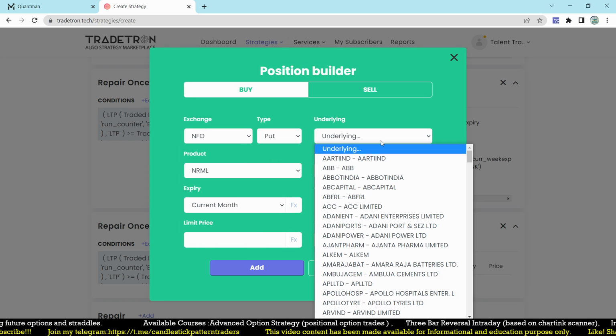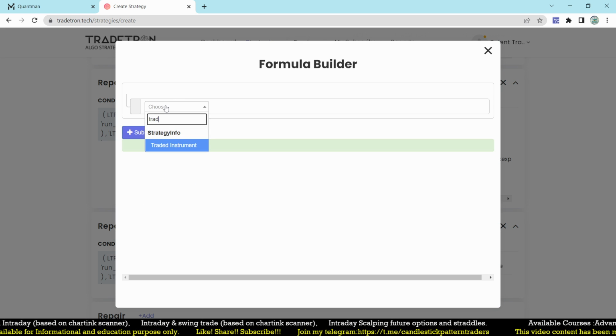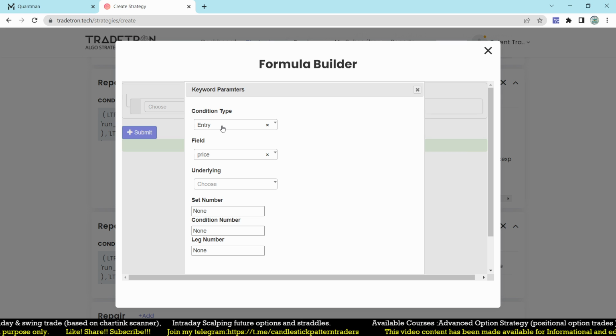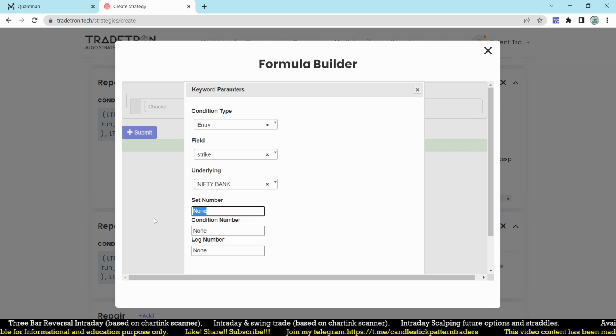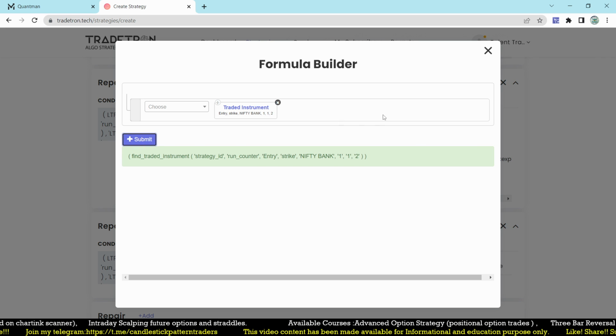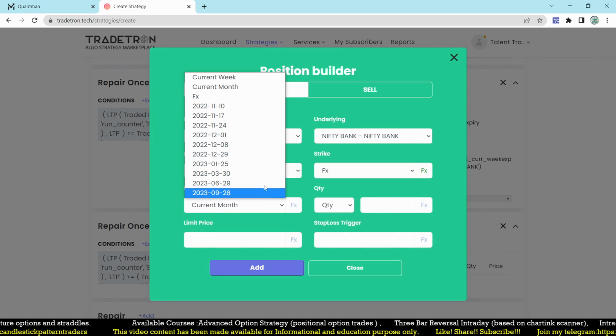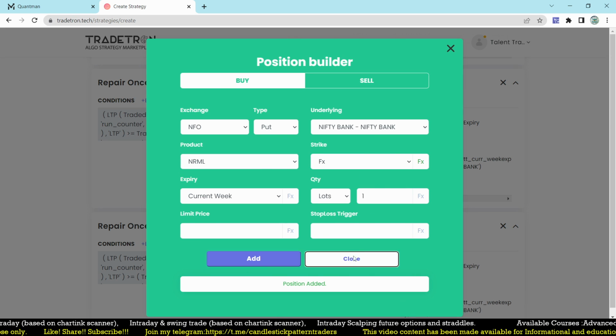NFO here, the second leg is put and Nifty Bank, and I'm going to take my instrument. Here we are going to use the formula to find the traded instrument strike price based on the entry price, not a price, it must be a strike. Here I'm going to take the bank, and again set 1 leg 1 conditions. I'm going to click OK, and it will find the exact strike price traded at 9:30. Lot size I'm going to make 1 lot, so I have added it here, then the position leg is added.